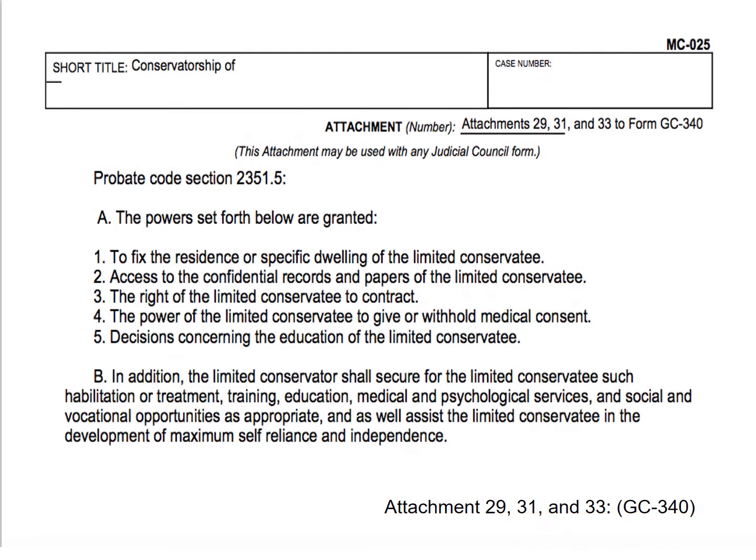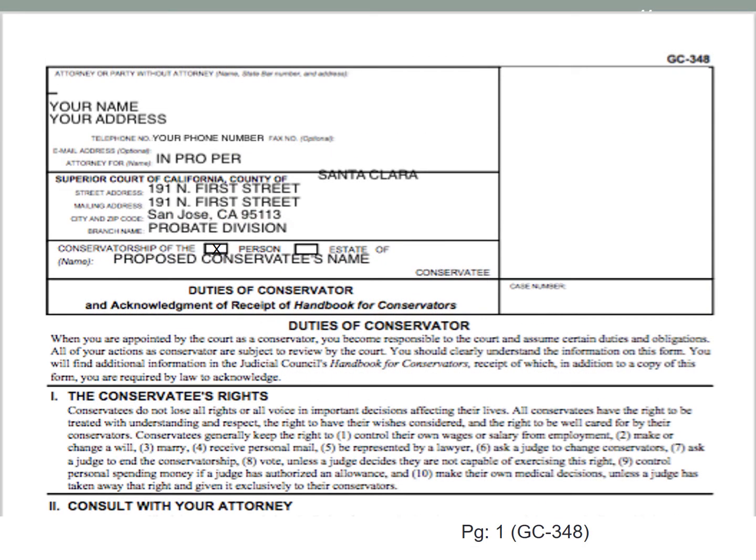The attachment to GC-340 will contain the same powers requested in the attachments to the petition and should be the same as those attached to Form GC-350. The next form is GC-348, Duties of Conservator. This form sets out your responsibilities as conservator.